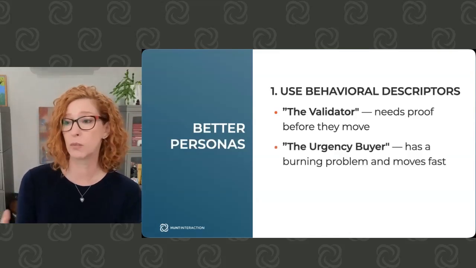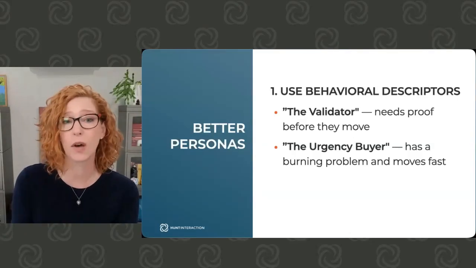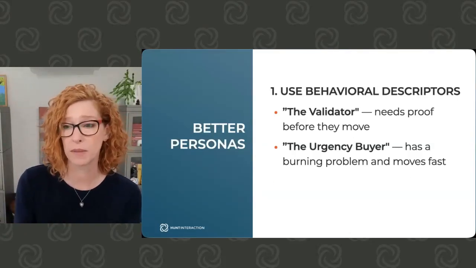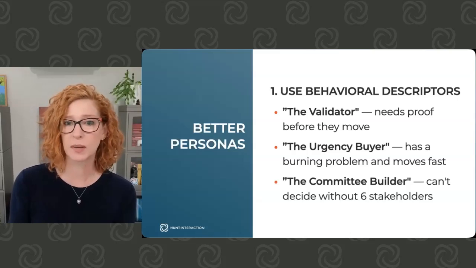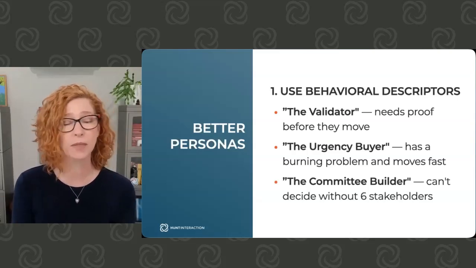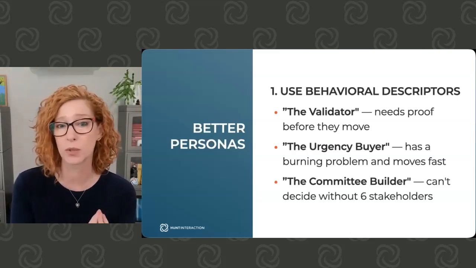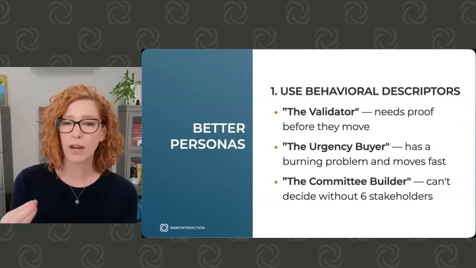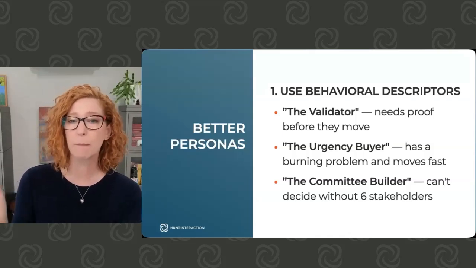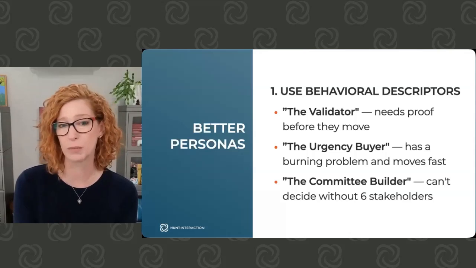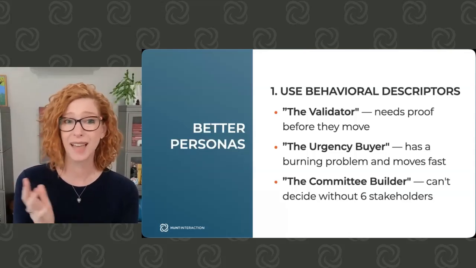The urgency buyer, someone who has a burning problem, they need to solve it fast, and you're well positioned to help them. The committee builder, someone who might not be able to decide without the input of 6 additional stakeholders. Your team will actually remember these. They will also stop projecting their assumptions and personal biases onto a character named Tech Savvy Tom.